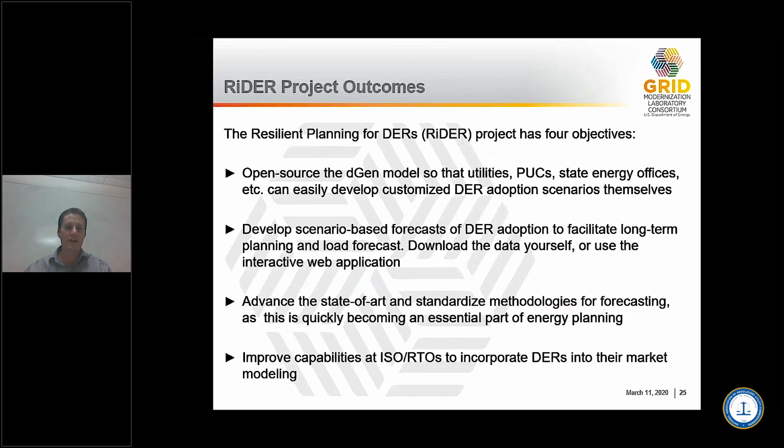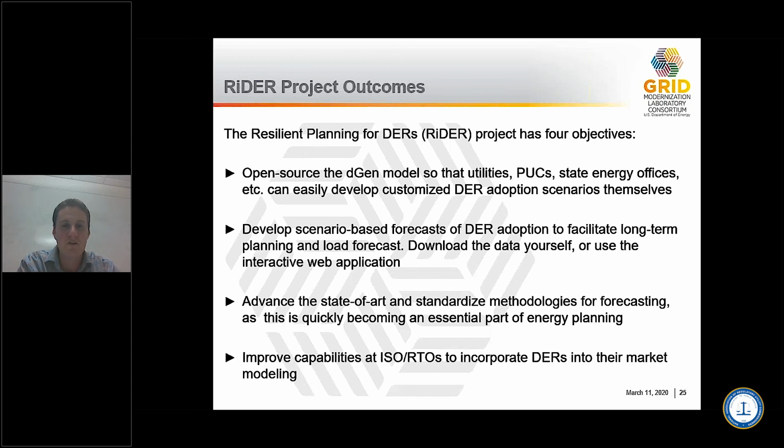So our project really has 4 objectives. As I mentioned, the primary objective is to open source this model so that utilities, public utility commissions, state energy offices, and so on can develop customized adoption forecast scenarios for themselves, that they have the tools they need to run their own scenarios. If you don't want to run the model yourself, then we are also developing scenario-based forecasted DER adoption for ISOs, for states, and all the way down to each county. So that data will be available soon. You can download the data yourself, or you can use our interactive web application.